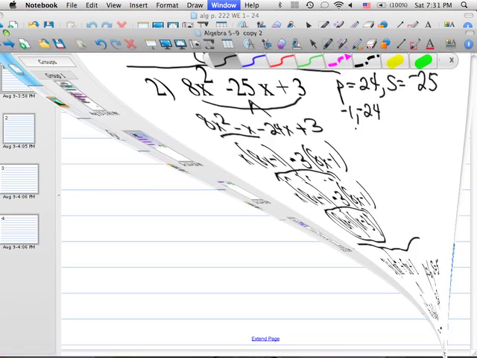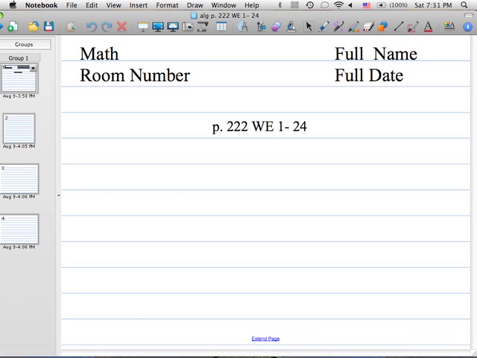We're ready to do the assignment, so get ahead of your paper. The title is page 222, written 1 to 24, and we're doing number 2. And the directions say factor, check by multiplying the factors. If the polynomial is not factorable, write prime.